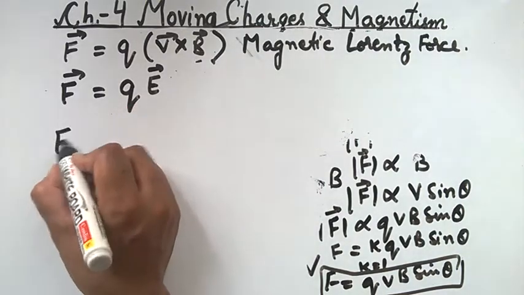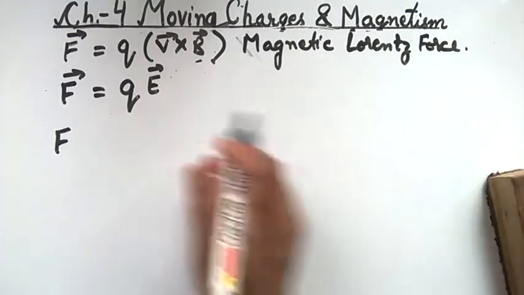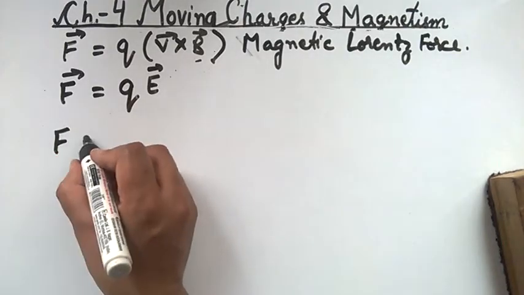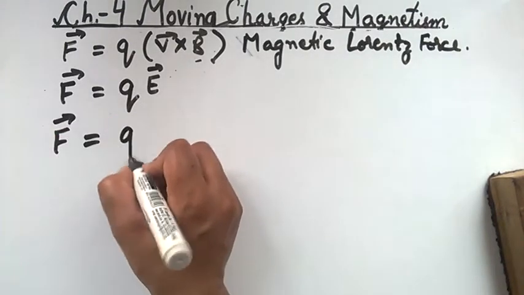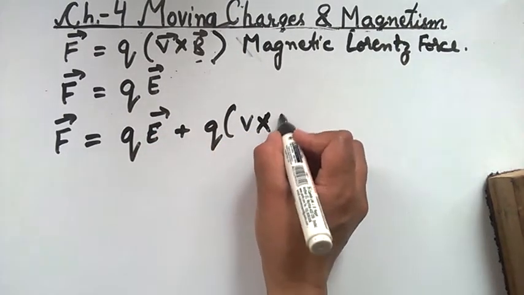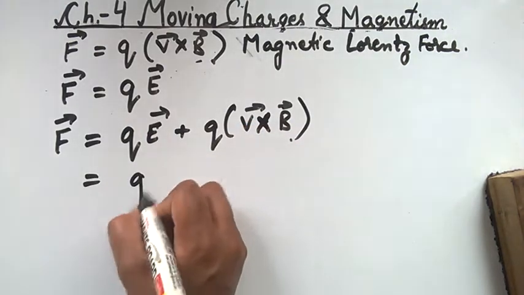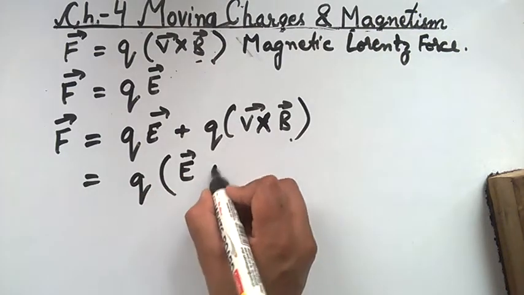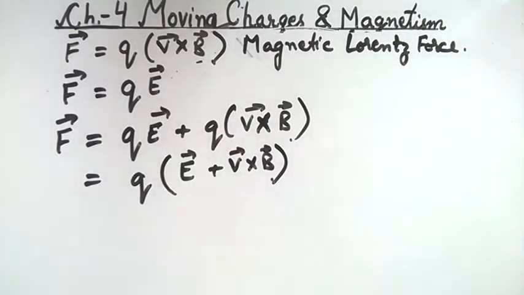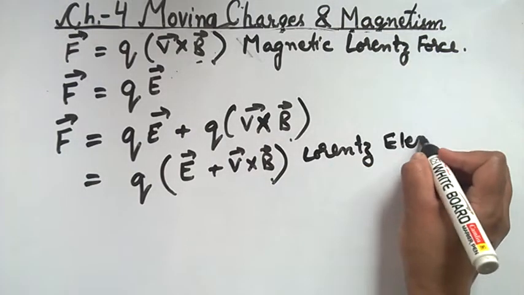So electromagnetic force, Lorentz force, is F is equal to qE plus qv cross B. That is, we can write it as q times E vector plus v cross B. Lorentz electromagnetic force.